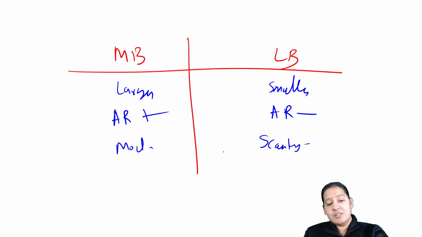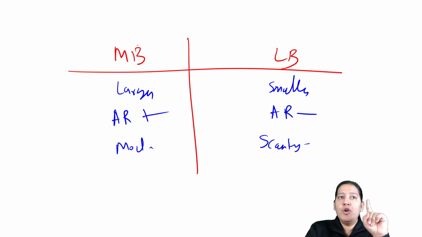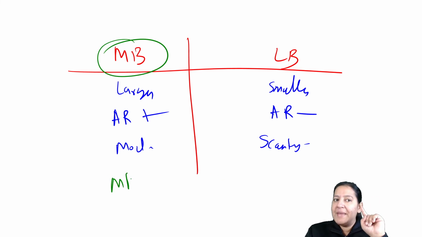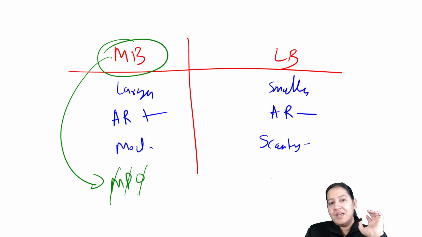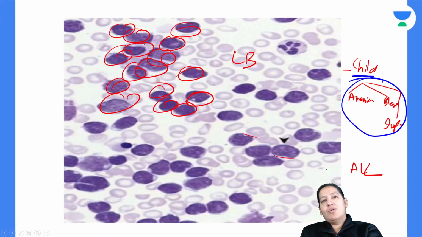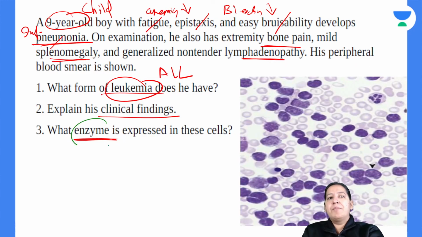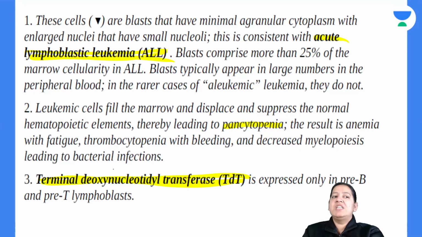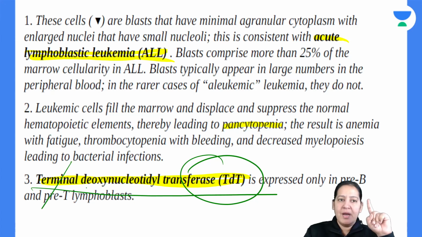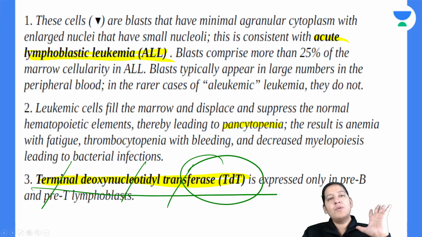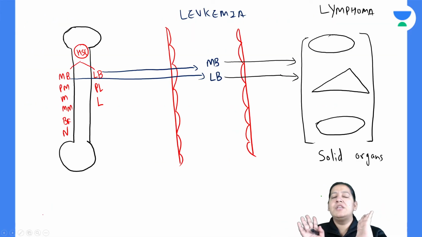The last difference between them, one enzyme is typical in each of them in the cytoplasm. Here in myeloblast, the name of the enzyme is MPO. That is myeloperoxidase enzyme is present in the cytoplasm of the myeloblast. And here the name of the enzyme is TDT. TDT is present in the cytoplasm of the lymphoblast. So the diagnosis is ALL. So they have lymphoblasts. So what is the enzyme present in the lymphoblast? It is TDT. The full form of TDT is in front of you. It is terminal deoxynucleotidyl transferase. So any question can come in your exam.